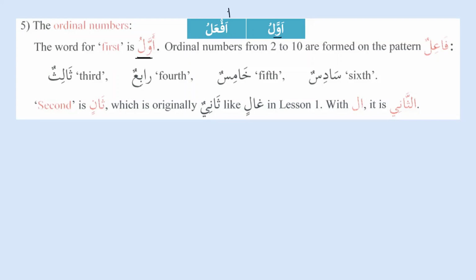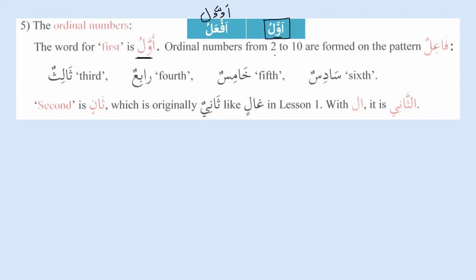So basically, we have hamza, and then we have waw, and then we have another waw, and then we have lam. So we know that when two letters are the same, then we merge them into one, and then we put a tashdid on them, and then it becomes awalu. So now we can see that it is on the pattern of af'alu. That's why it is mamnu min as-sarf.